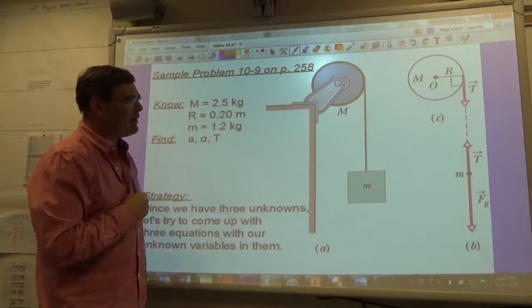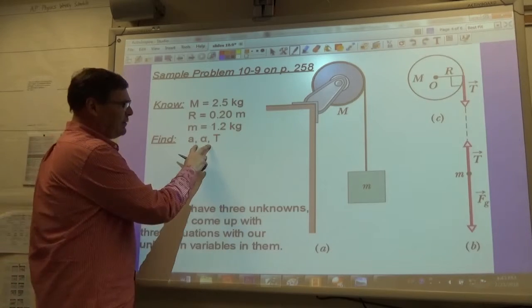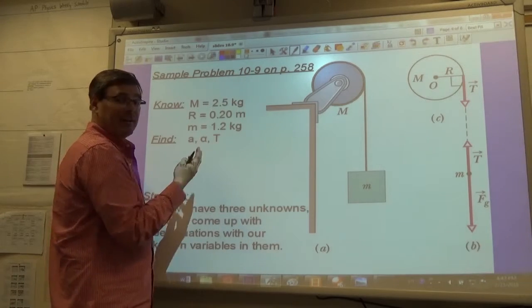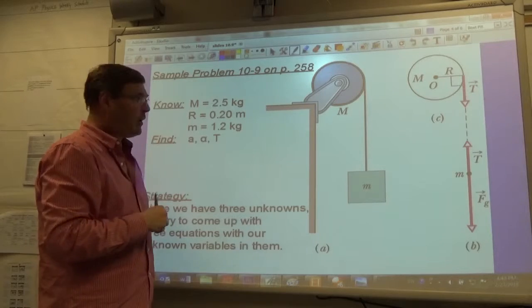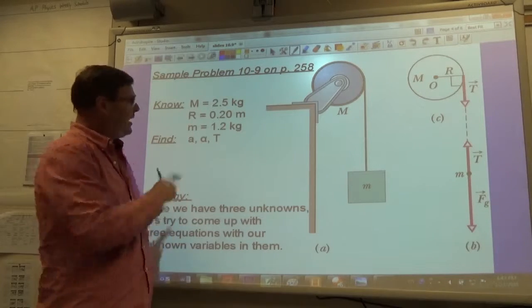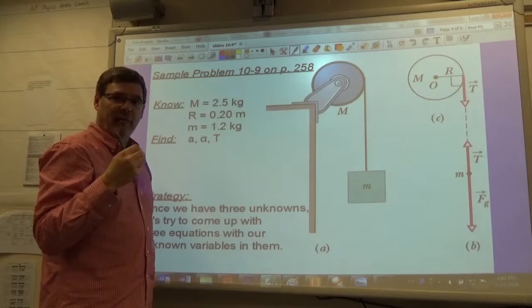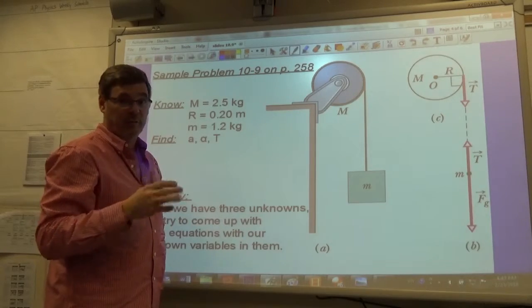So how do we go about solving this? Well, we see that we have three unknowns, so let's try to come up with three equations that use the unknowns and the knowns that we have here, and then we can solve three equations with three unknowns.